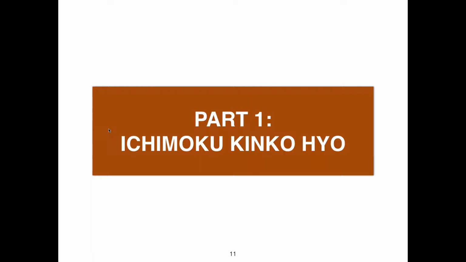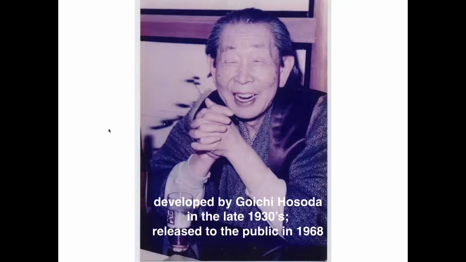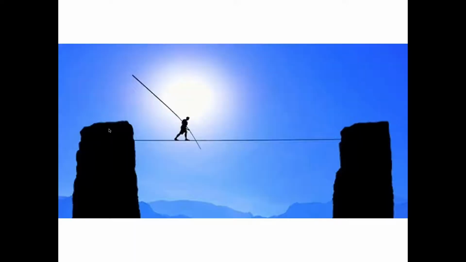So let's begin. Part 1, Ichimoku Kinko-Hayo. So what is Ichimoku Kinko-Hayo? Ichimoku Kinko-Hayo is a trading system developed by a Japanese journalist named Goichi Hosoda. He spent 30 years trying to perfect the system, then he released it to the public in 1968.